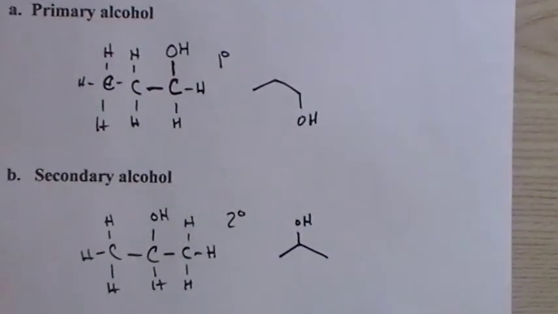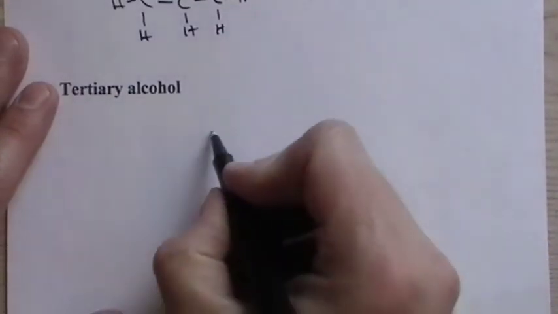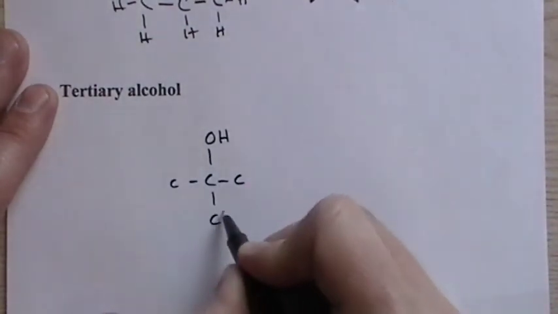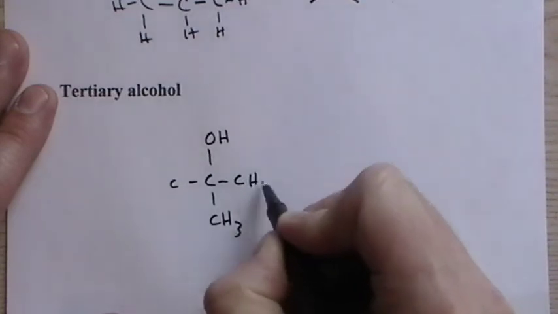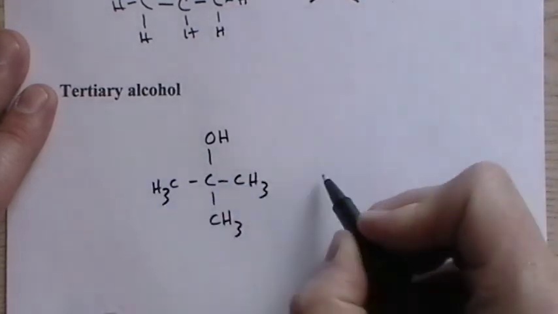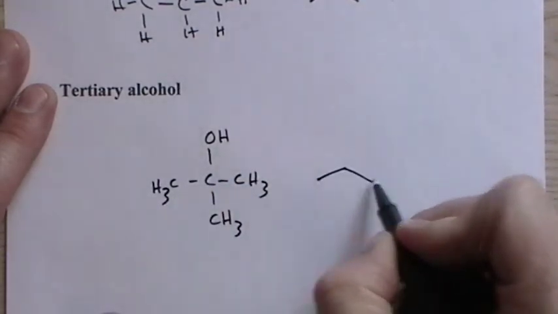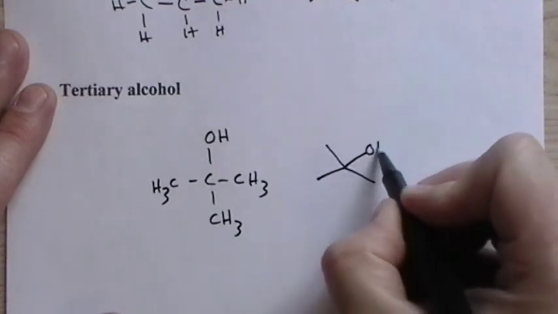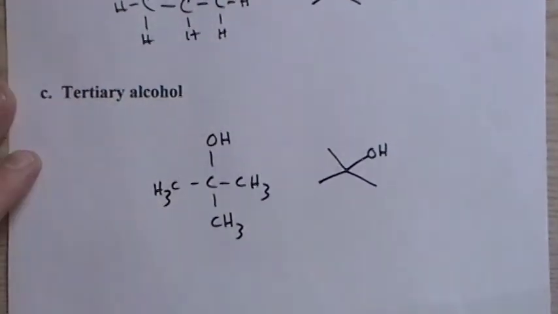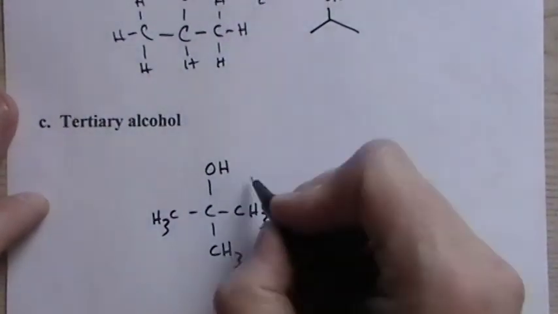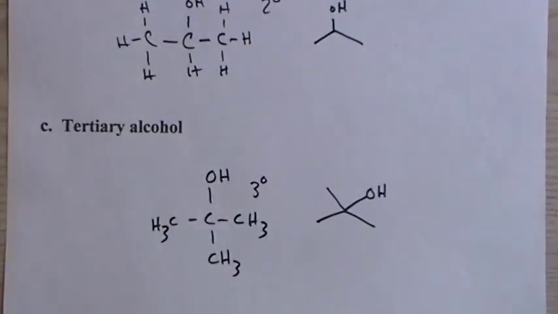Then tertiary, let's see, so we have OH bonded to a carbon, which is bonded to 3 carbons. Something like this. And then the line angle drawing, we'd draw like this. And so we use the 3-degree sign to indicate that it's tertiary.